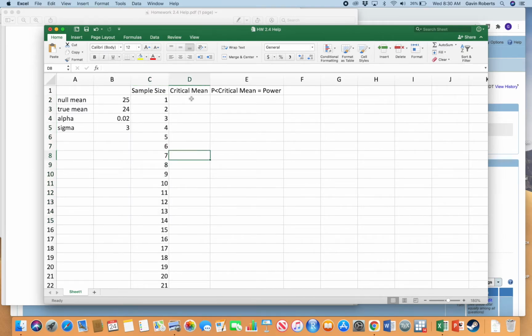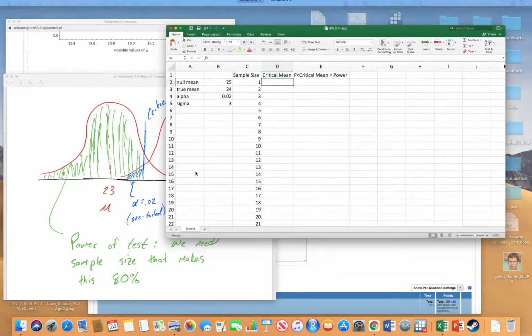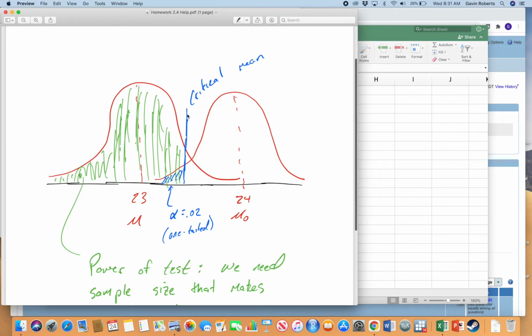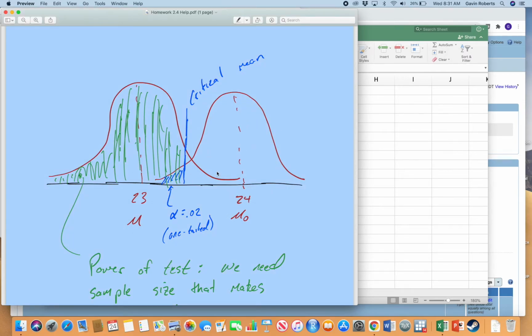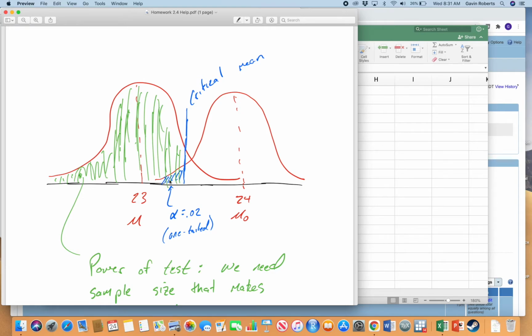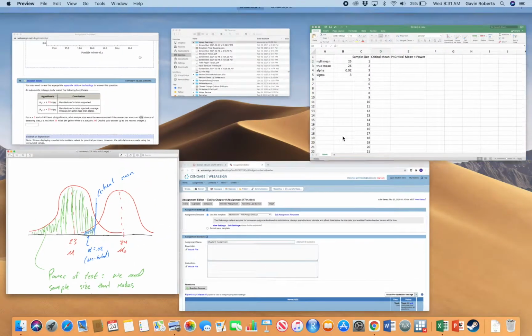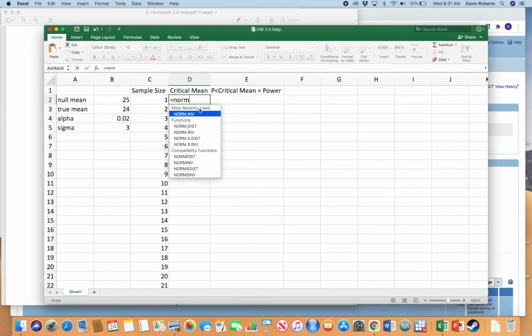Okay? So let's start by finding the critical mean. So we need to find the number that splits this null distribution. Remember, in the problem we're working on right now, this is 25. It splits this distribution into 0.02 on the left, which is helpful to know, and 0.98 on the right. So that's going to be a norm.inv formula. Okay, and our area to the left is 0.02. The mean that we're taking that from is the null distribution.